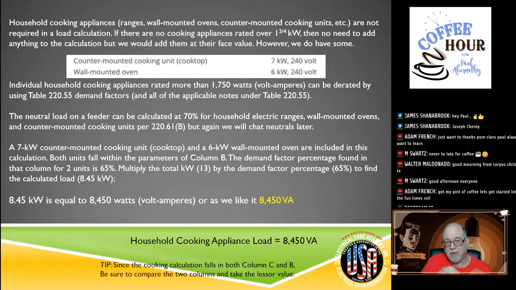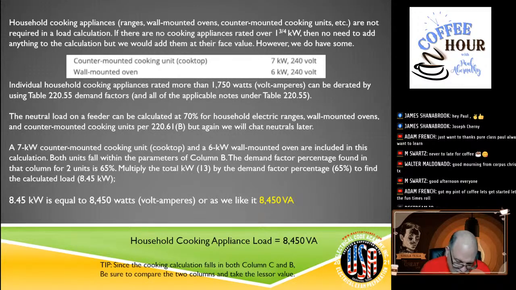But you know how I like it, right? I like to get it down to VA because ultimately that's what we're going to use when we take the total VA and divide it by our voltage to come up with our amps, so we're sizing services. So you know why I'm going there. Just get used to doing that, all right? So again, 8.45 kW equates to 8,450 watts, which is synonymous with VA. So that's 8,450 VA.